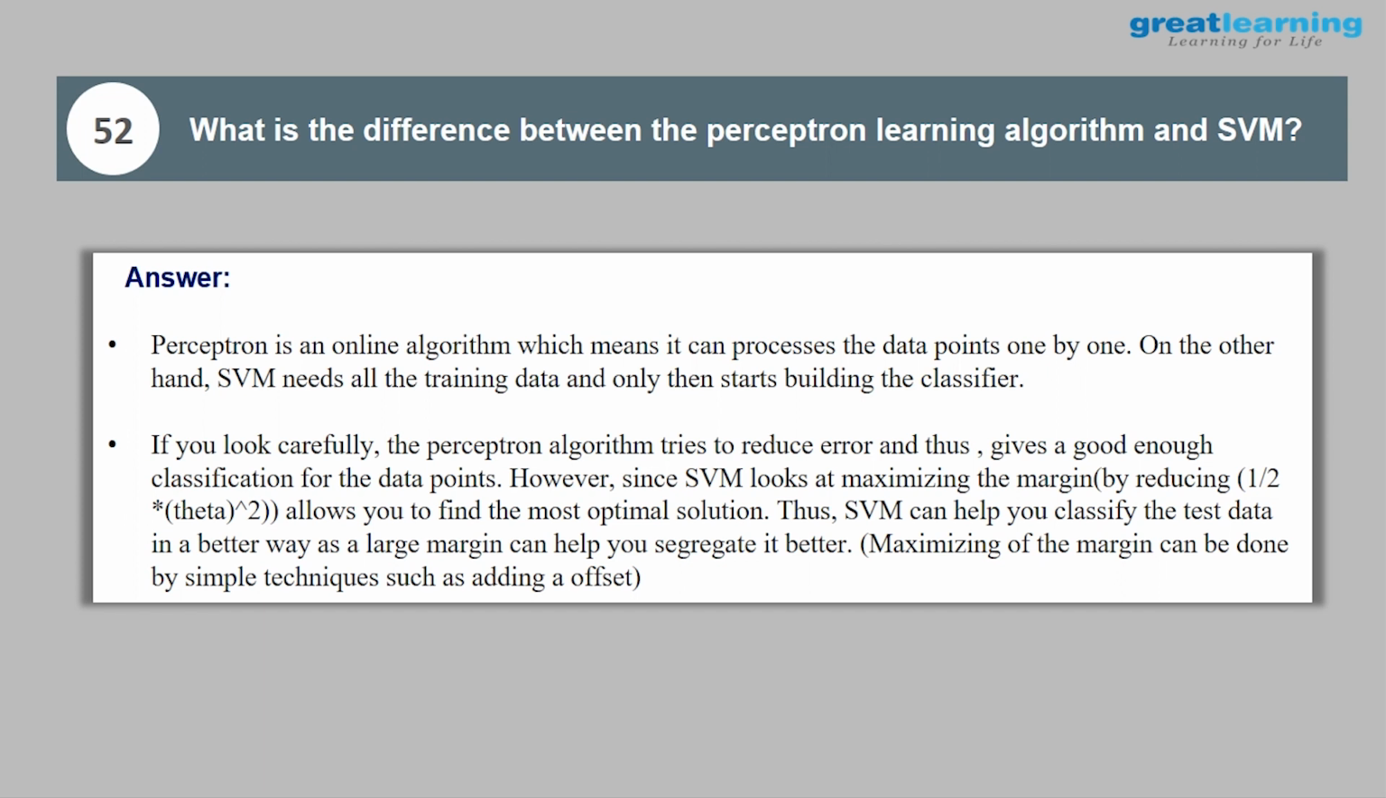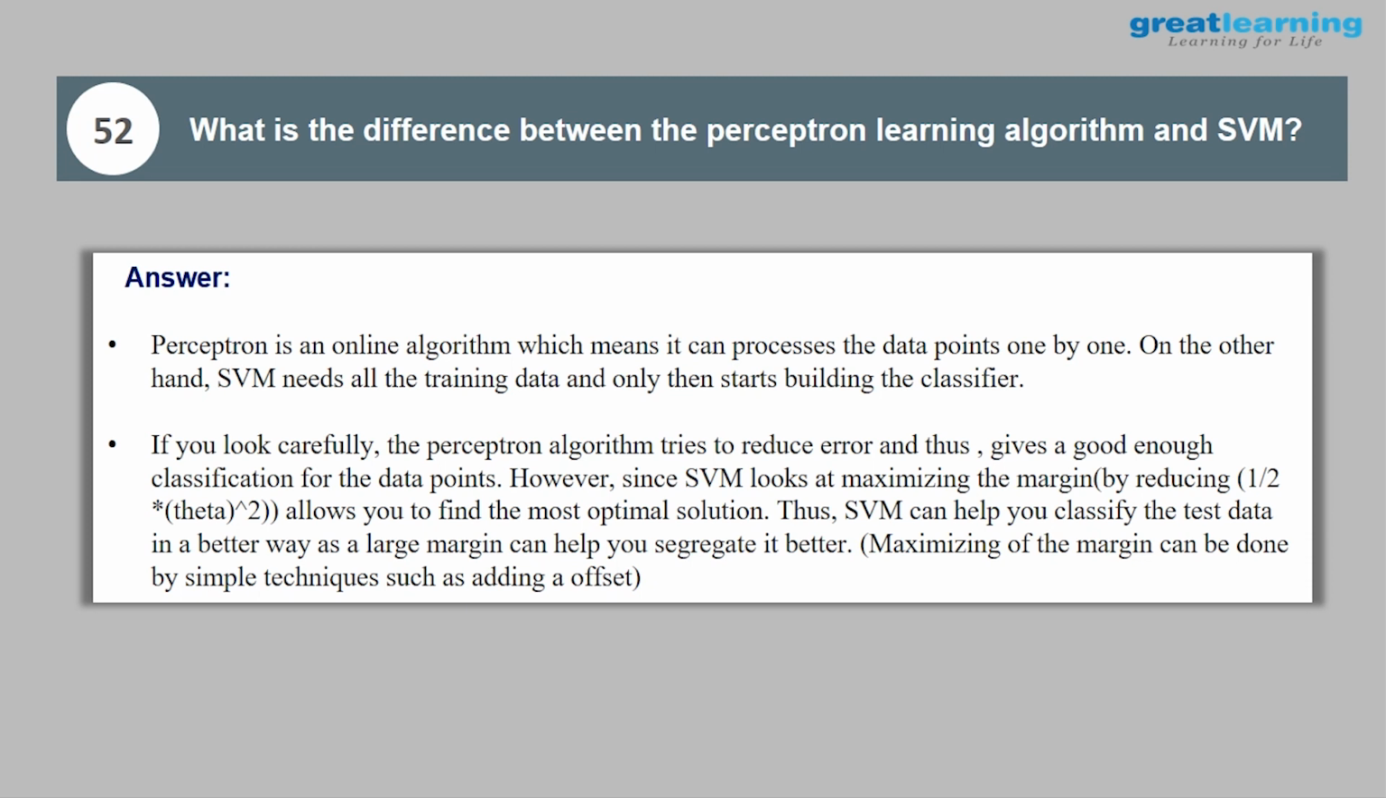On the other hand, SVM needs all the training data and only then starts building the classifier. If you look carefully, the perceptron algorithm tries to reduce error and thus gives a good enough classification for the data points. However, since SVM looks at maximizing the margin by minimizing half of theta to the power square, it allows you to find the most optimal solution.